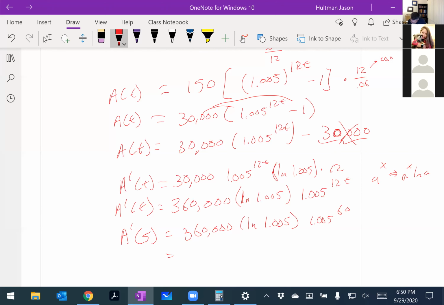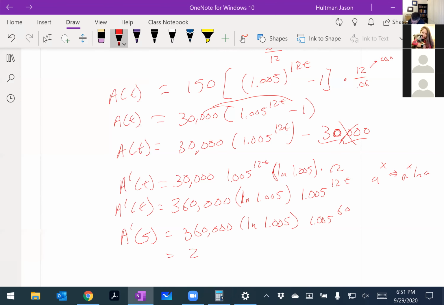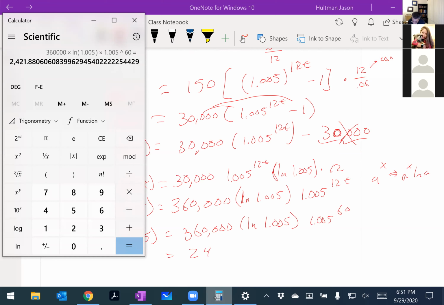Well, let's plug this into the calculator real quick. I'm going to take 360,000 times the natural log of 1.005, times 1.005 raised to the 60th power. Boom, and I get 2,421.88.